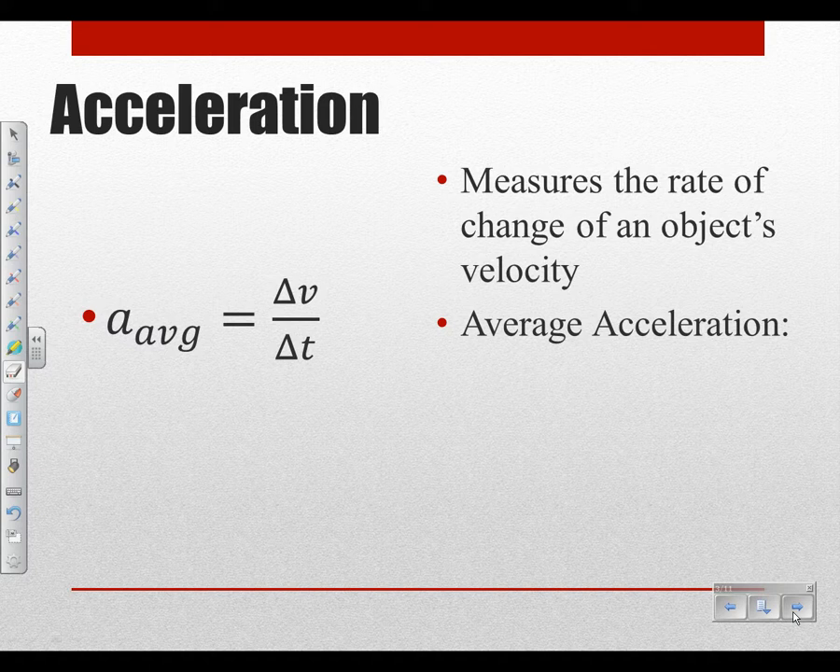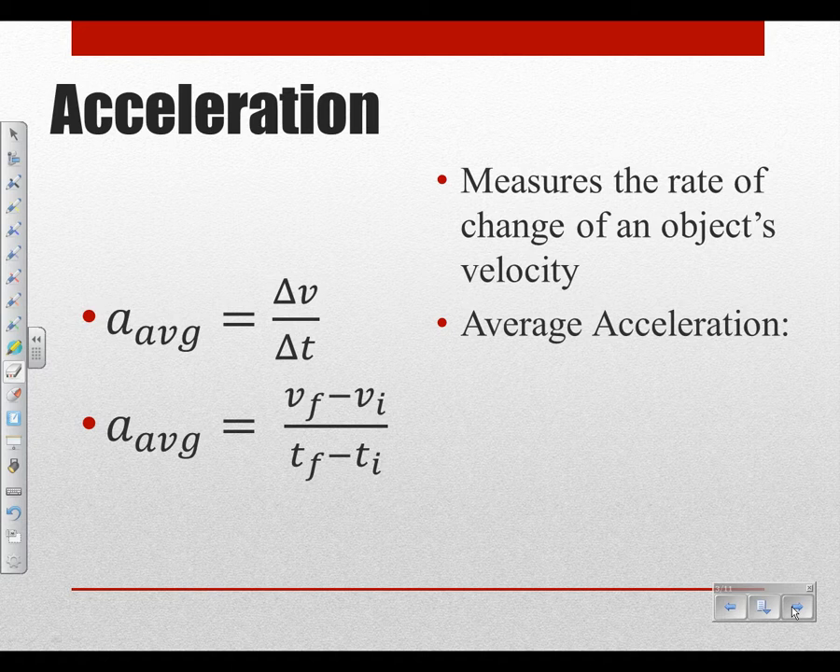And Roberto, you kind of went there next. We can break that down a little bit farther and make it VF minus VI over TF minus TI. So the change in velocity, V final minus V initial, over the time frame during which that change occurs. Good there?